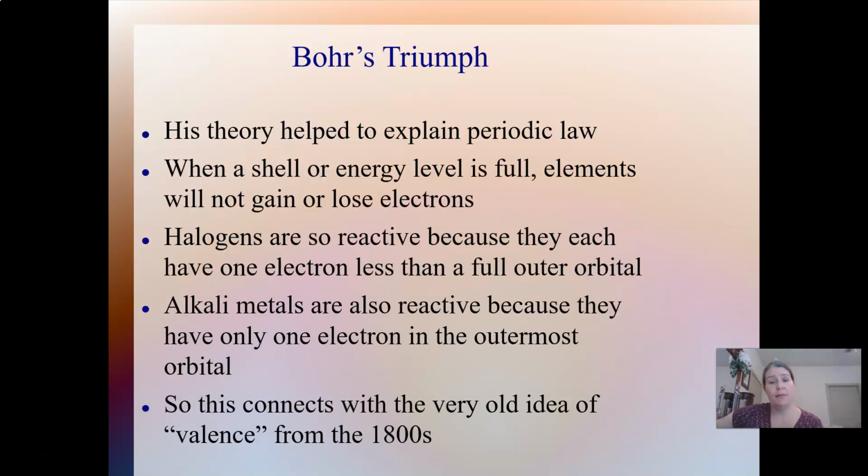Now, the Bohr model of the atom does a lot of things very well. It helps to explain periodic law. When a shell or energy level is full, elements will not gain or lose electrons. And so halogens are so reactive because they're only one step away from that complete outer orbital. Alkali metals are so reactive because they're only one electron away from that outermost orbital. And this connects to some very old ideas about reactivity and valence from the 1800s.